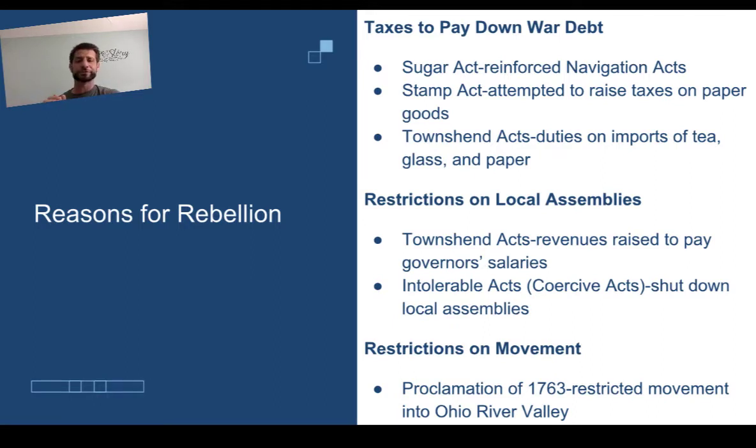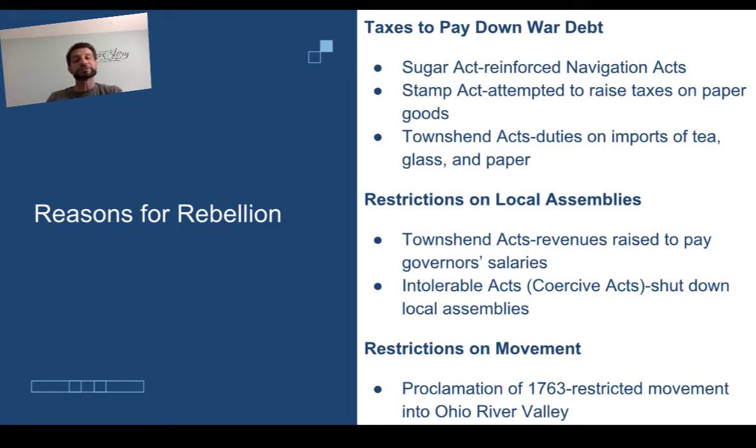And we also had restrictions on local assemblies. So here again, go back to that key concept, the idea being here that Britain was taking away local governance. And that's what angered the colonists so much. So the Townshend Acts, part of the reason why they raised tariffs was so that Parliament could start paying local governors' salaries. Well, why does that matter? Because in the past, colonies paid local governors' salaries. So now all of a sudden, you were having the Parliament do this. This removes local power. The Intolerable Acts, which were an attempt to address the Tea Party, shut down local assemblies, removing that local governance.